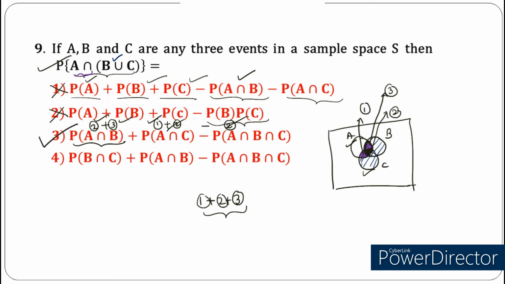Right. Or you can also use the distribution property here. What is meant by distribution property? You have probability of A intersection (B union C), right?